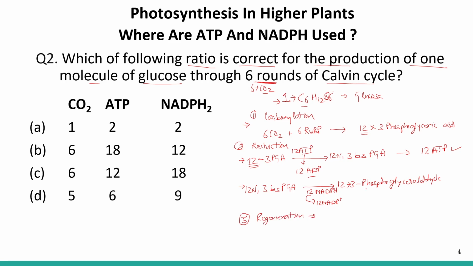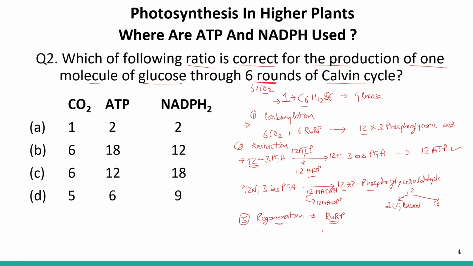Now let's talk about the third phase, which is the regeneration phase. So what happens here? Out of the 12, 2 molecules of phosphoglyceraldehyde are used for the production of glucose. Out of this 12, 2 are utilized for what? For the production of glucose or carbohydrates, and 10 are used for what? 10 are used for the regeneration of RuBP.